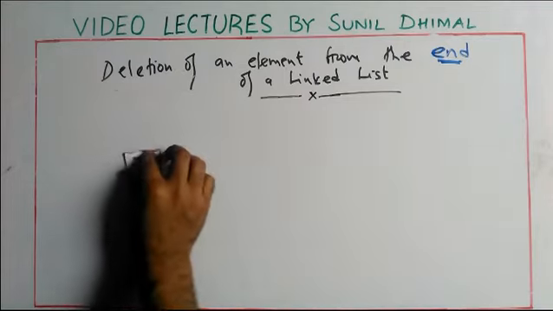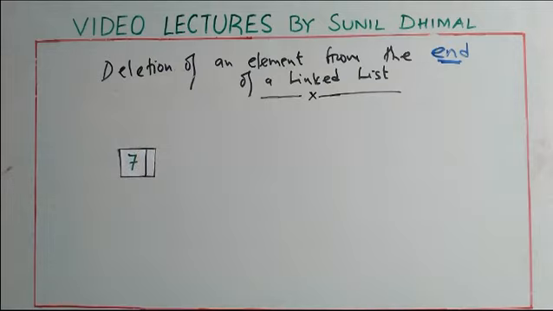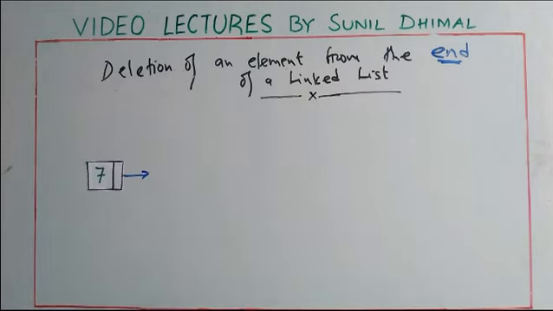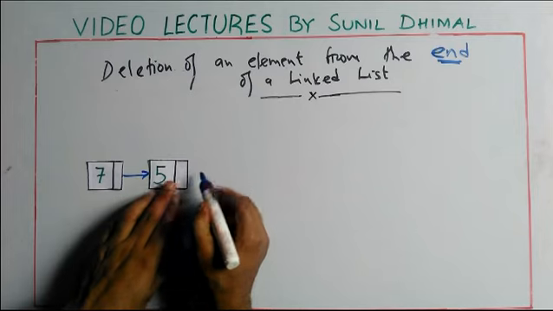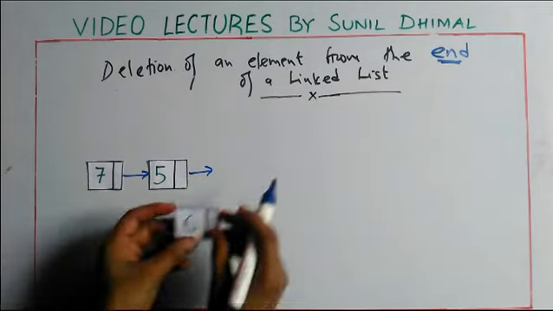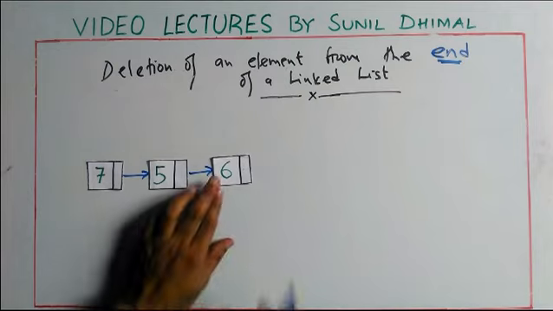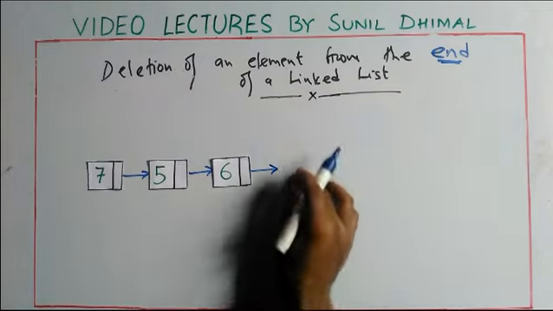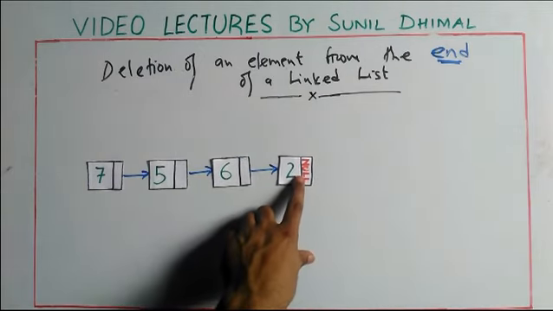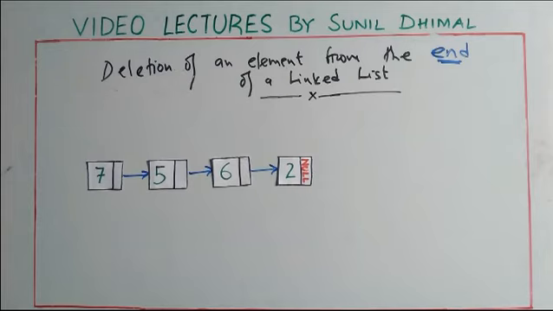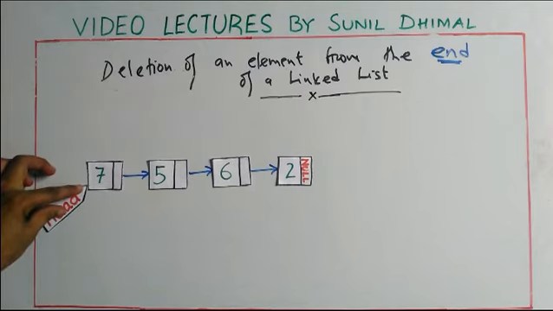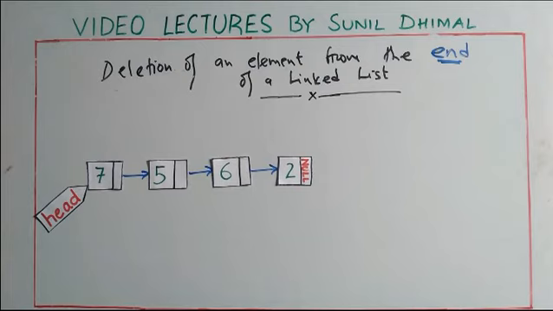Let this be the first element, and this is now linking to the next element, which is maybe 5. Now this is linked to the next element 6, and let 6 be linking to the next element, which is the final element in the list, which is 2. So this is the last element, therefore the link of the last element is made null. You are also given the pointer head, which is pointing to the first node in the linked list.